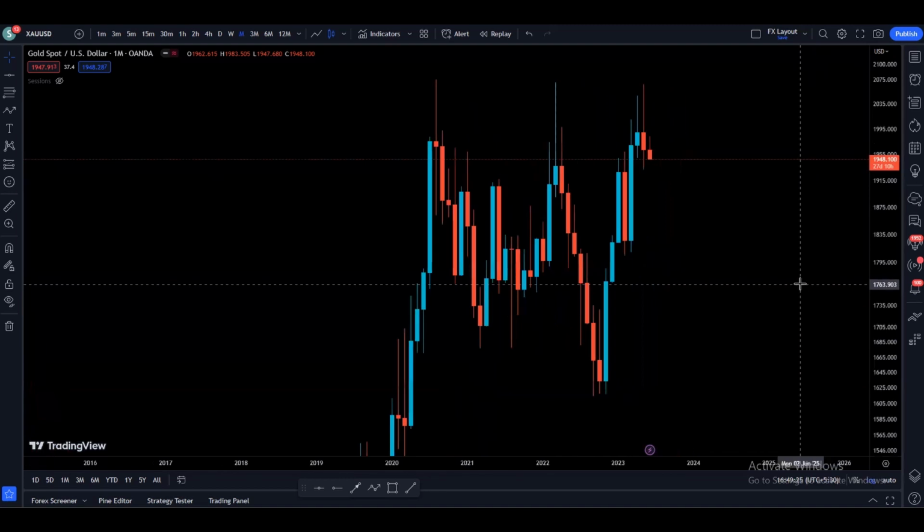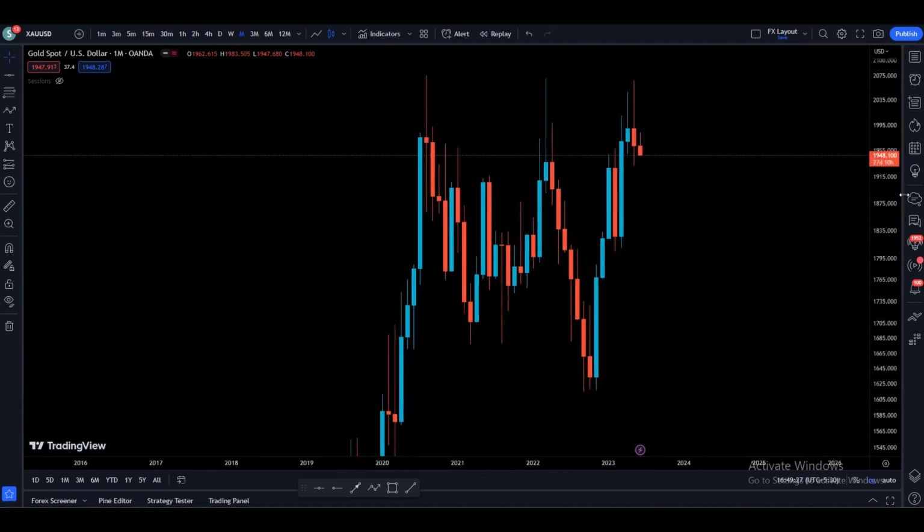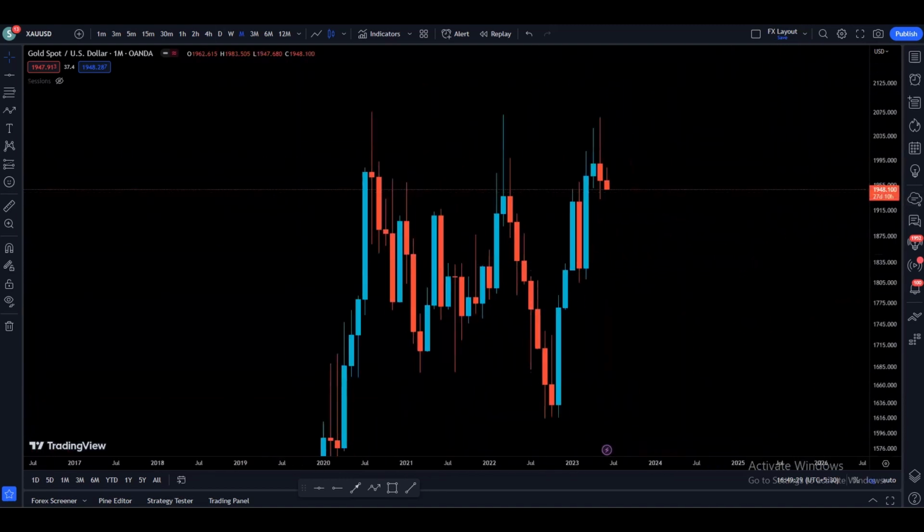So first of all, we are going to start with the gold monthly time frame. As we can see, price is pretty much bullish, and the last monthly candle closed bearish. So basically we have two possibilities here. There is a pretty high probability price may come down to this support, and this support and more supports, if you look on the left hand side.